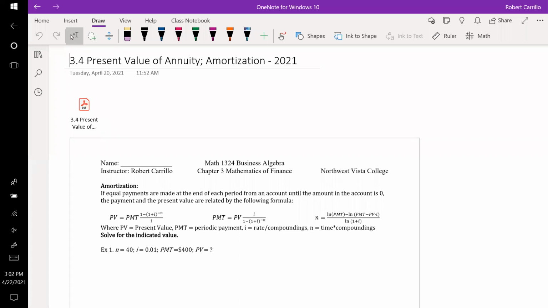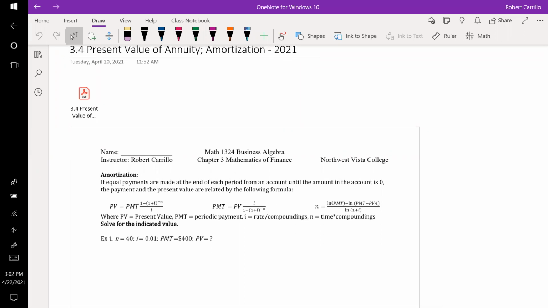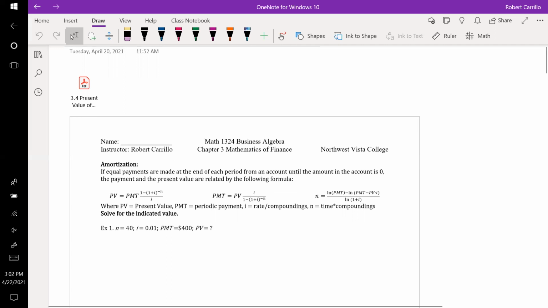Today we have 3.4, the present value of annuity and amortization. So last class, we were given the future value of an annuity, meaning if we make payments every month, every year on schedule, we'll have X amount of money in the future. Now, what amortization is: let's say we bought a house or a car. How long is it going to take us to pay off this car, pay off this house, or pay off some type of loan? So this is what today is about.